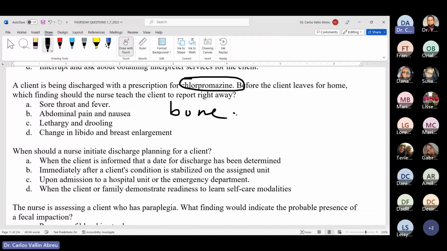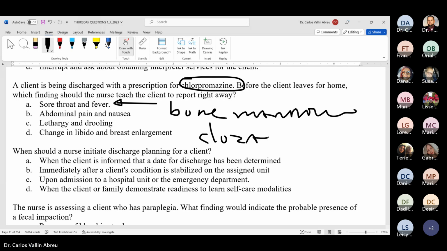Okay, agranulocytosis, right? Exactly, bone marrow depression. This medication can also produce bone marrow depression, and patients need to be supervised. The other one that produces that is clozapine, which is an atypical antipsychotic, which can also produce that.